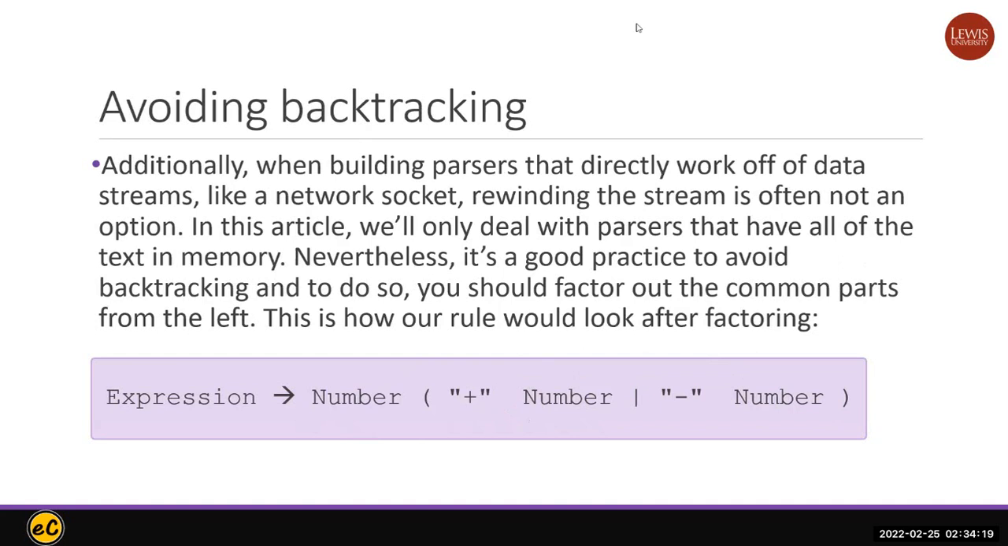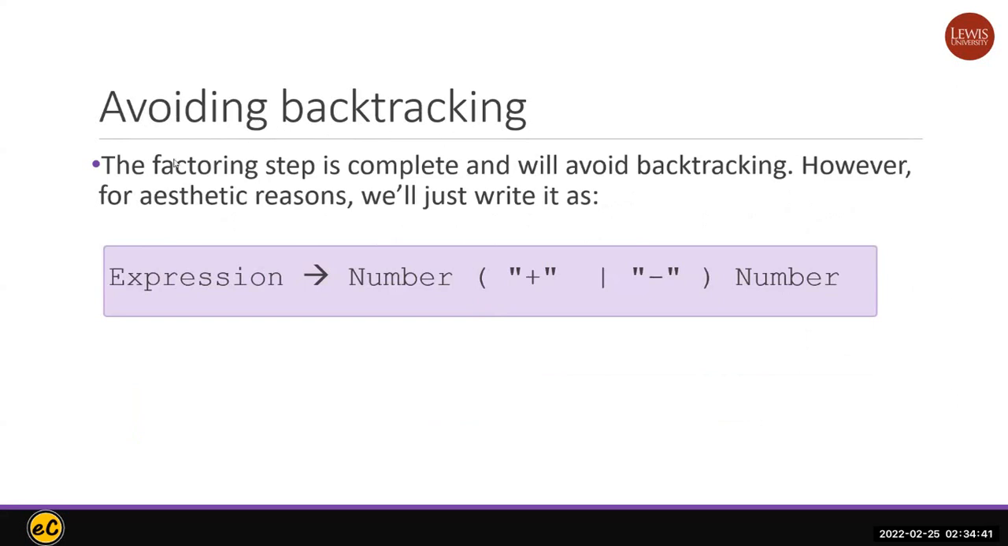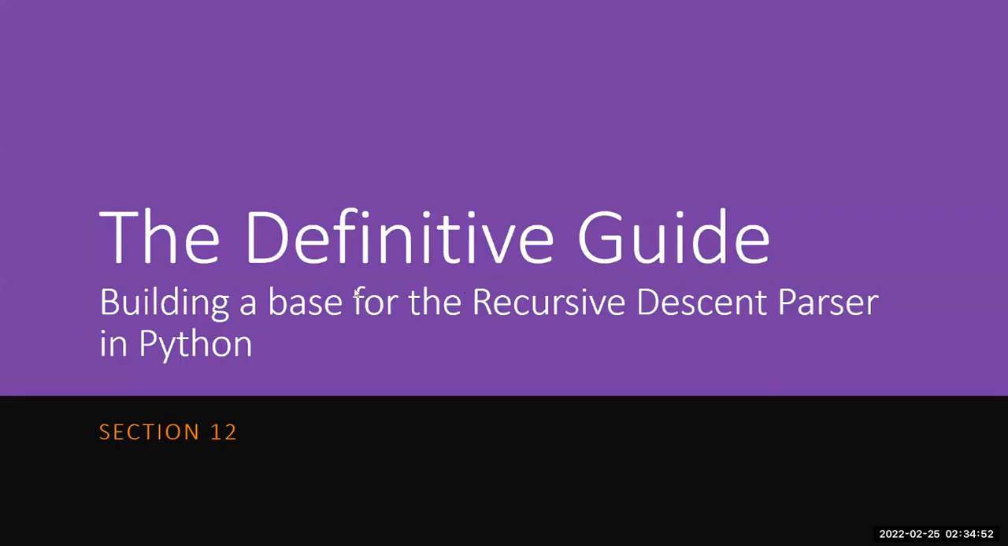So with this one, you have a lookahead bit, or the so-called follow set. The follow set can have this one or this one. You bring up a different rule for the follow set, then you will avoid your backtracking. So that's how to construct your rule to avoid that. So that avoids backtracking. The factoring step is complete. We will avoid backtracking. However, for authentic reasons, we will write something like this. So that one is okay.